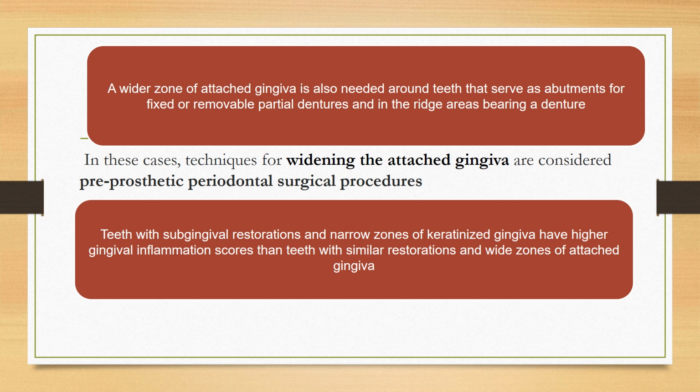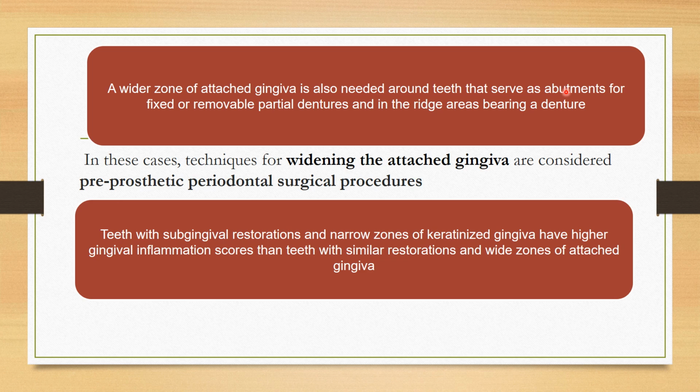So a wider zone of attached gingiva is also needed around teeth that serve as abutments for fixed or removable partial dentures, and in the ridge areas bearing a denture. In these cases, the techniques for widening the attached gingiva are considered pre-prosthetic periodontal surgical procedures. If it is done prior to the prosthetic component, it will be called pre-prosthetic surgical procedures.